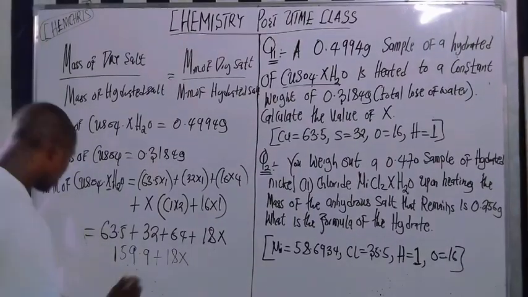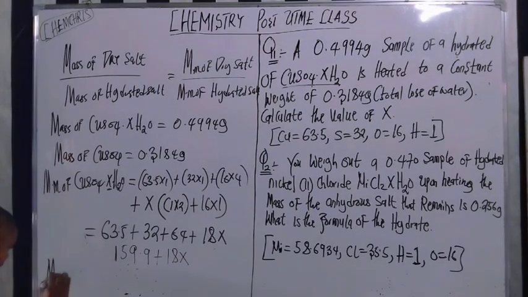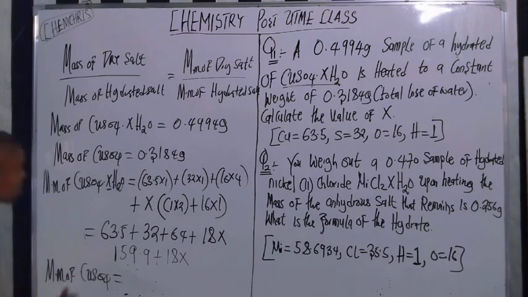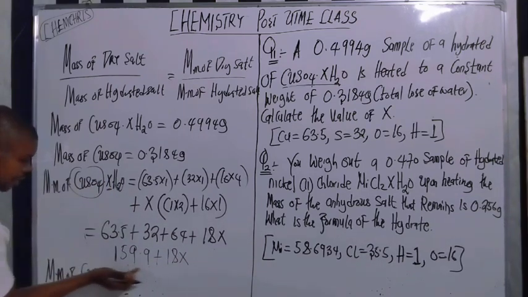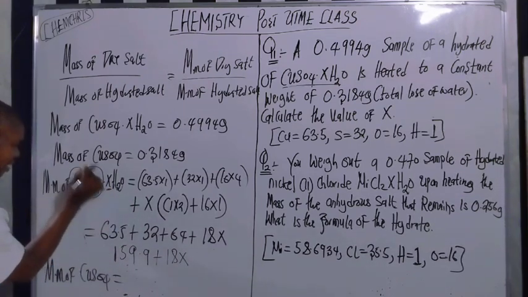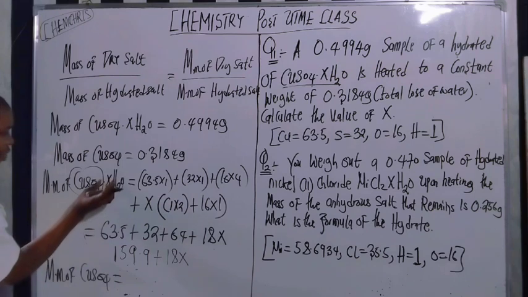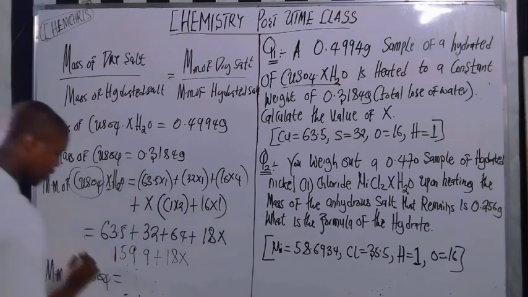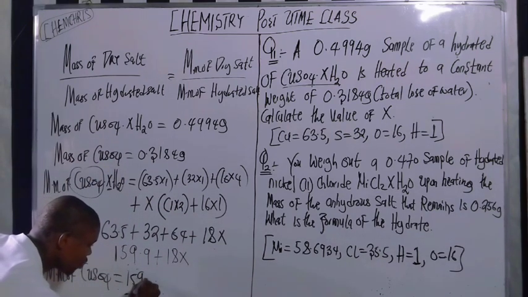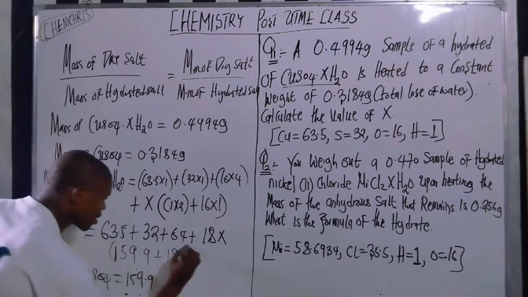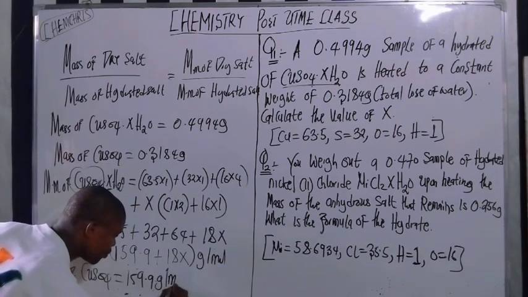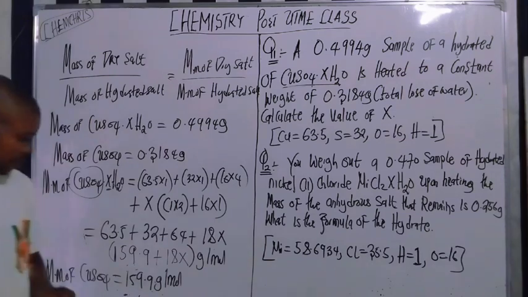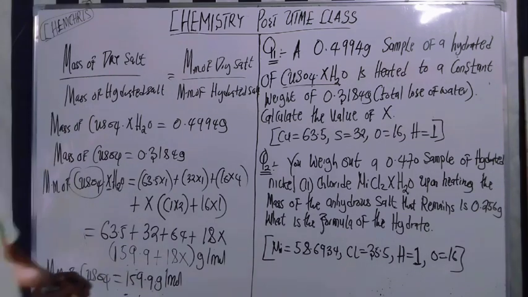Now, what is the molar mass of the dry salt? Molar mass of CuSO4 is equal to what? Now, the whole of this is the dry salt. So that is all of this one. That is the molar mass, because the whole of this is this one here. The only addition is just this part. Do you understand? So it's going to be 159.9. Remember, everything is going to be gram per mole, right? Gram per mole. Very important.